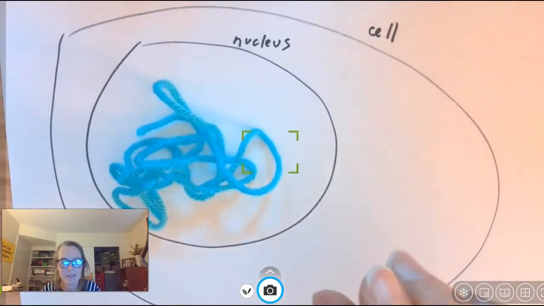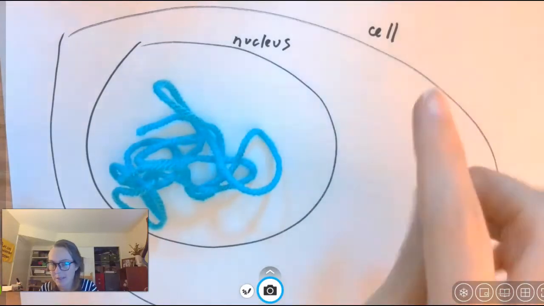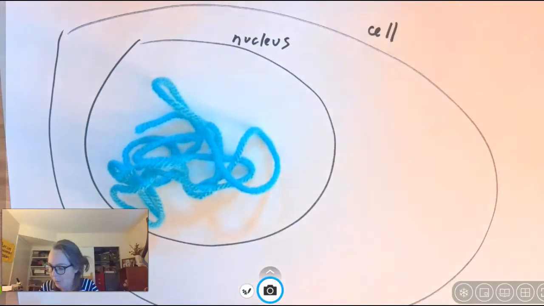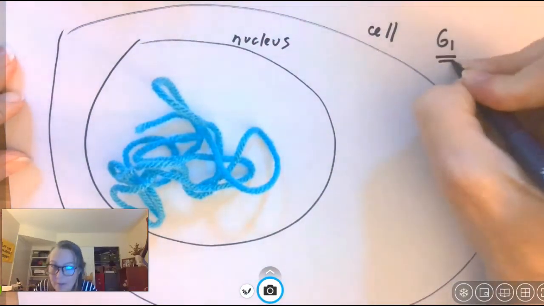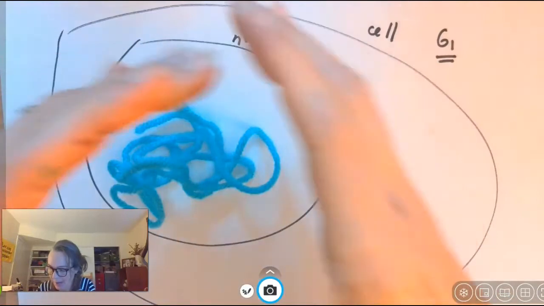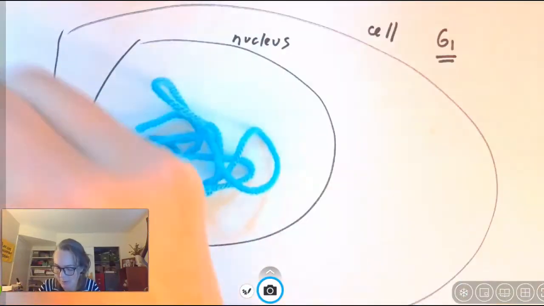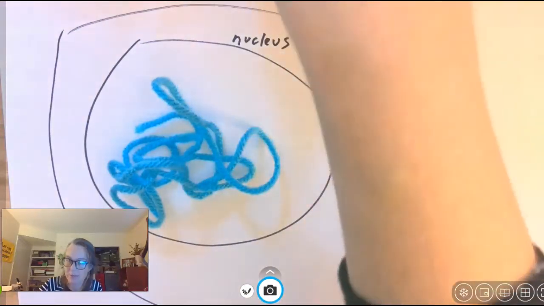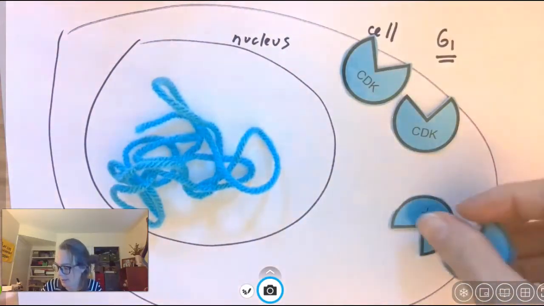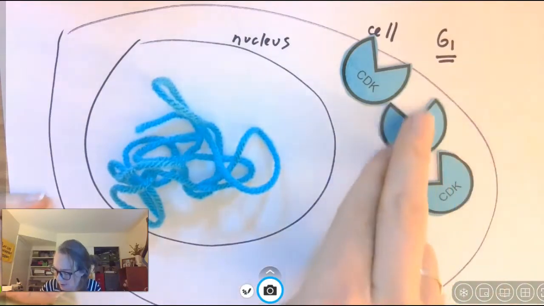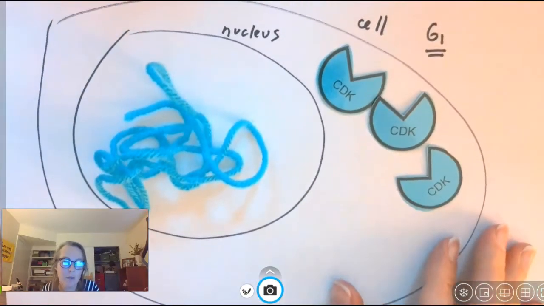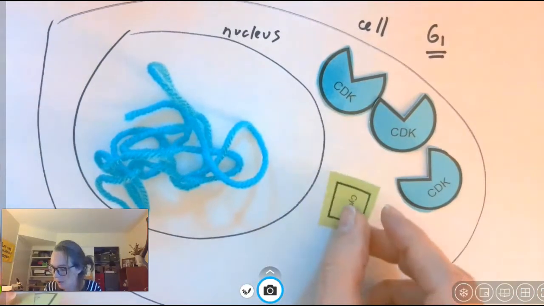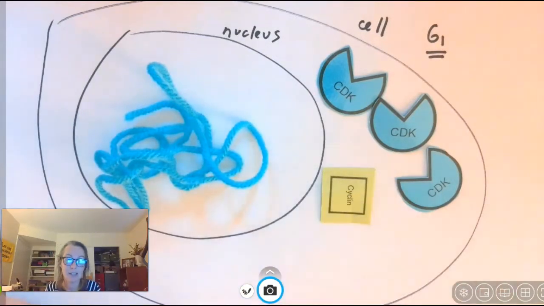Let's take a look at this cell I set up. In this cell, we can see that the cell has started to grow. Right now we are in G1. Inside a cell, the CDK levels are constant the entire time, so CDK levels aren't going to change. But you get a cyclin when the cell does something right. So in G1, the cell grows. Congratulations, cell. You get a cyclin, a G1 cyclin in this case.